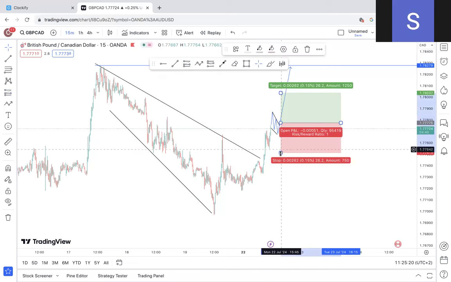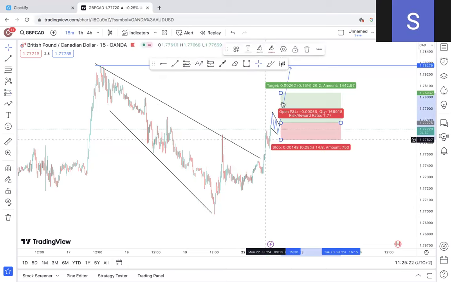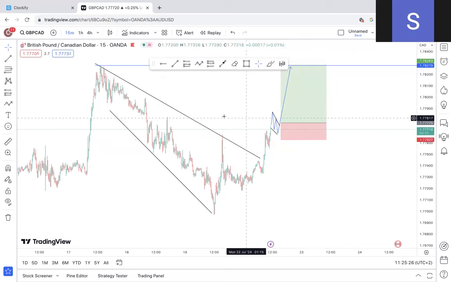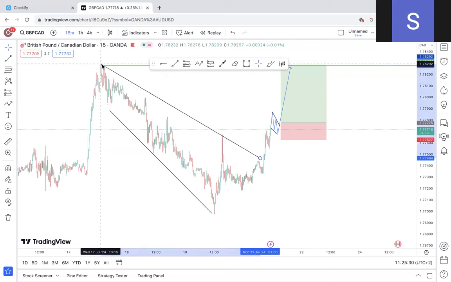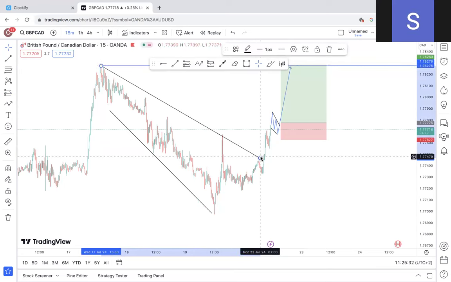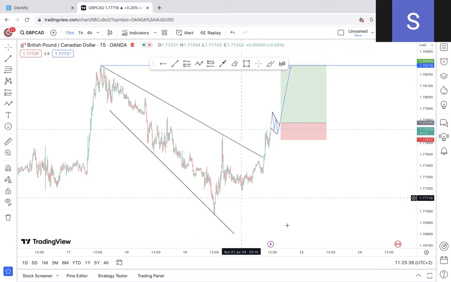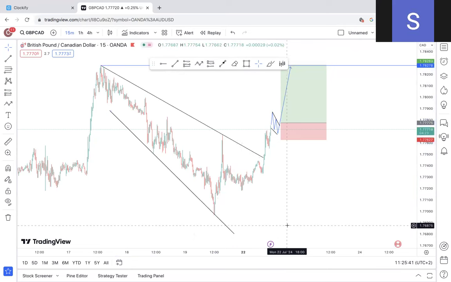Let's say enter on the breakout, stops below and TP all the way to the upside. As you can see, this is how I'm looking at the Great British Pound over the Canadian dollar.